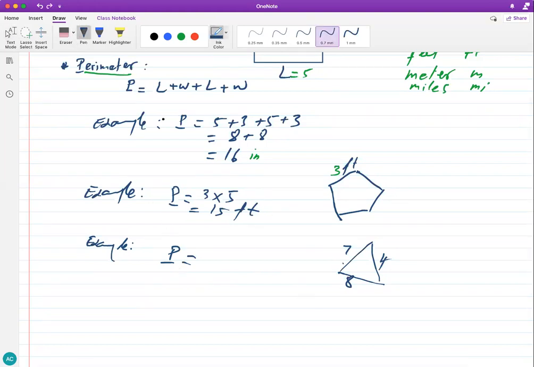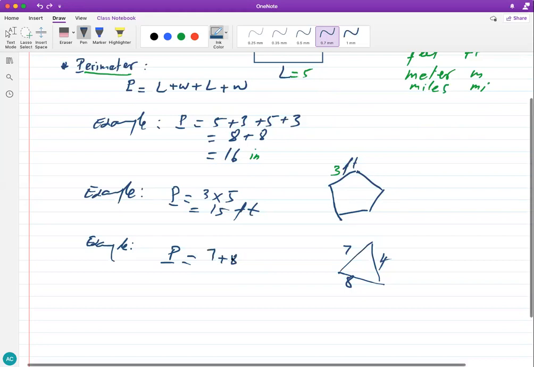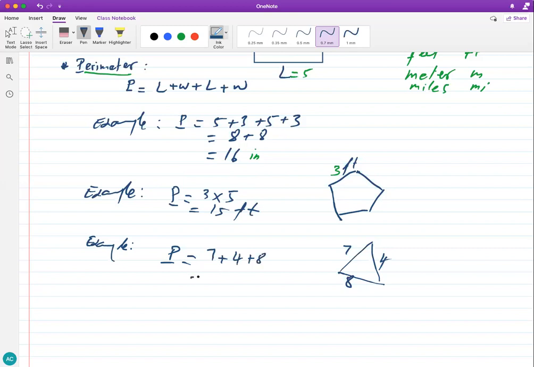Everybody? What is it, or how to find it? 7. And? 4. 7 plus 4, plus 8. That's right, plus 4, then 8. Okay, that's 12. 7, that's 19.